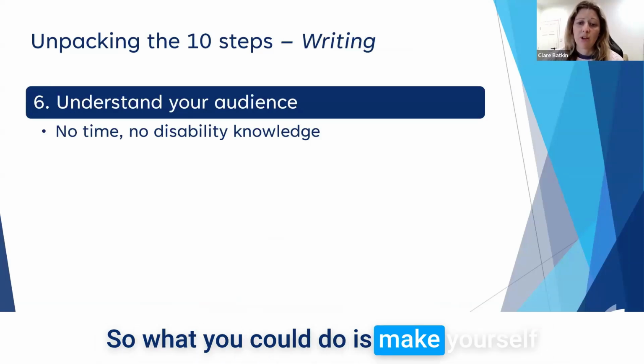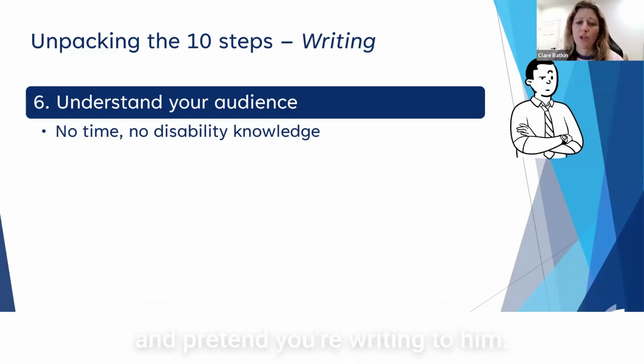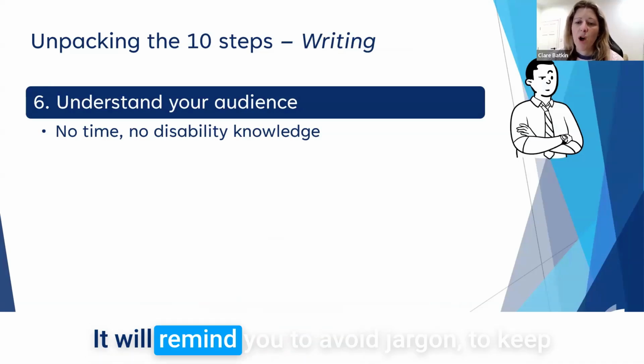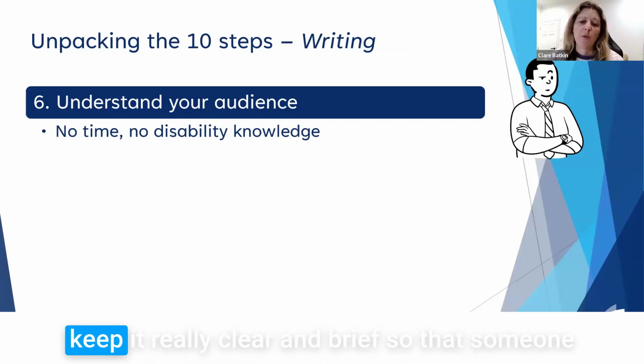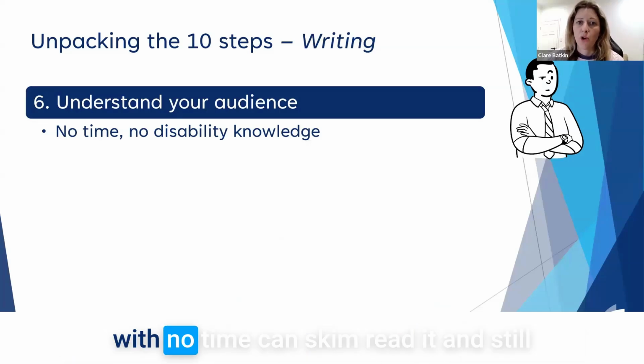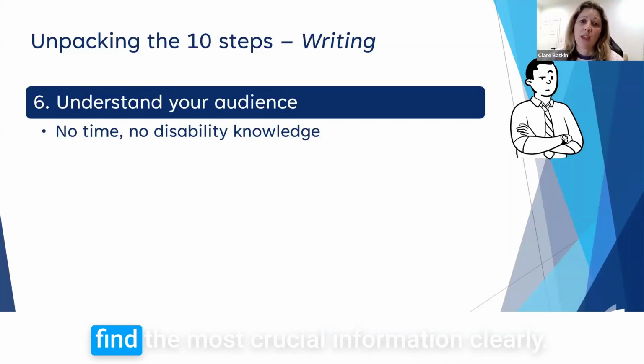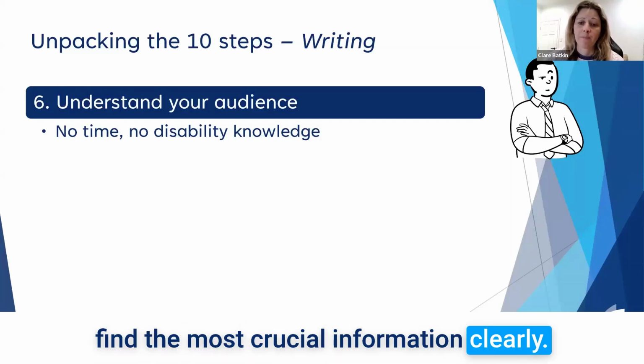So what you could do is make yourself an avatar here like Skeptical Sam and pretend you're writing to him. It will remind you to avoid jargon, to keep your language plain, and in future steps, keep it really clear and brief so that someone with no time can skim read it and still find the most crucial information clearly.